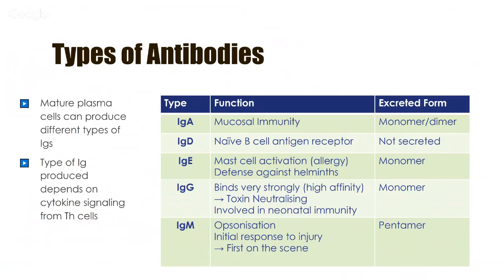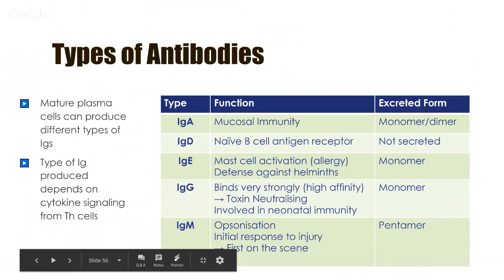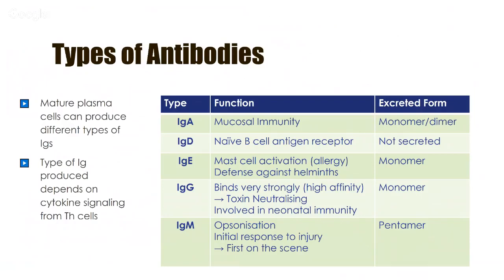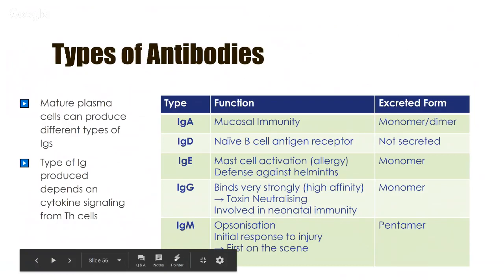Your IgD doesn't really have an antibody role, so to speak. It basically is your B cell receptor, which never really leaves the B cell, so it stays on the B cells. Your IgE are the ones which activate mast cells, and they produce allergic responses. So a common question which comes up is, asthma commonly involves which of the following immunoglobulins, and the answer is IgE, which activates mast cells.